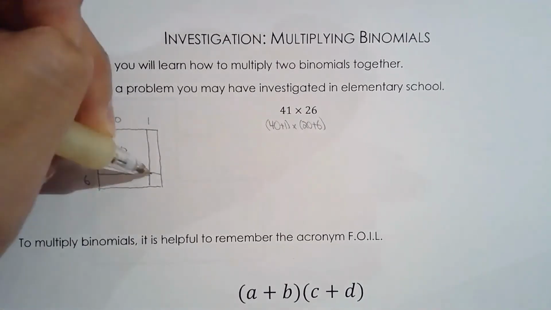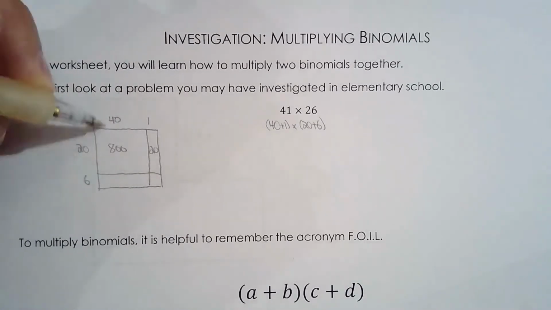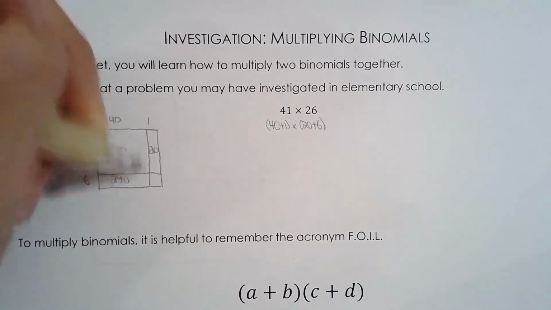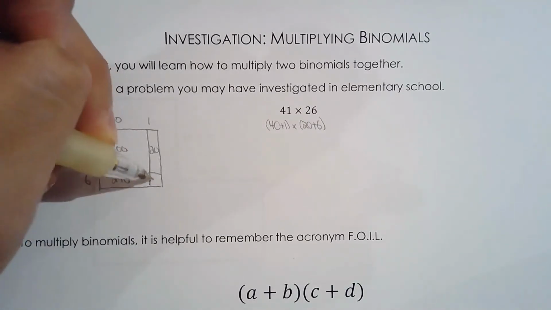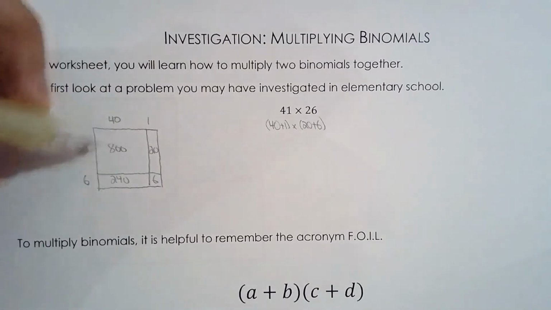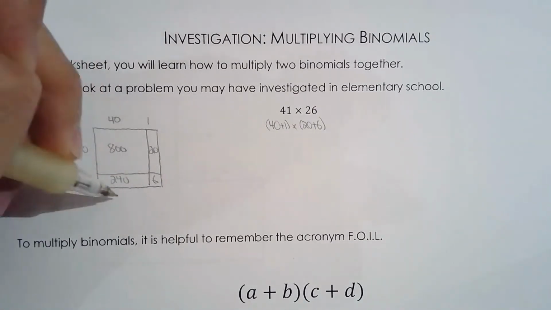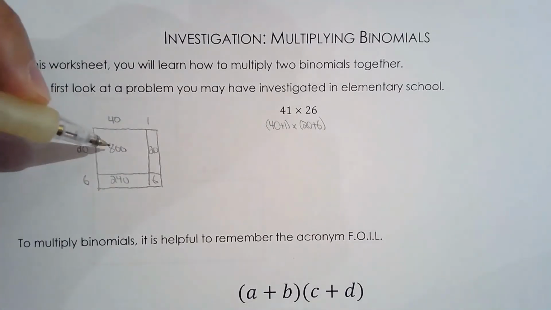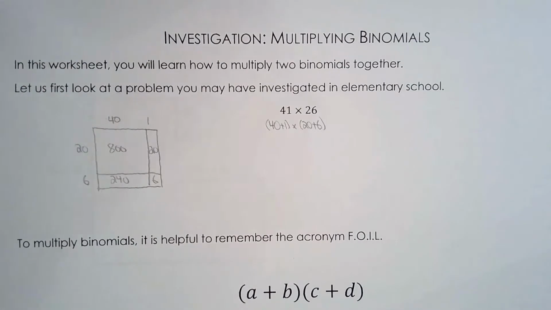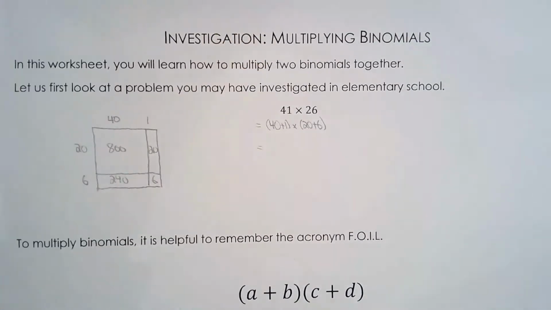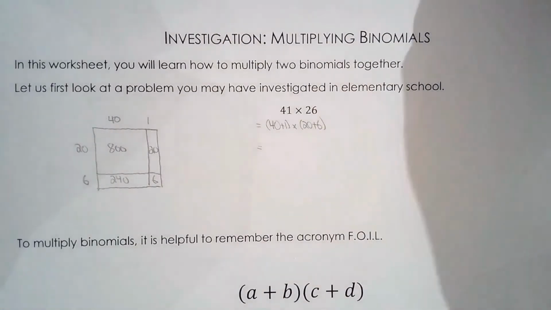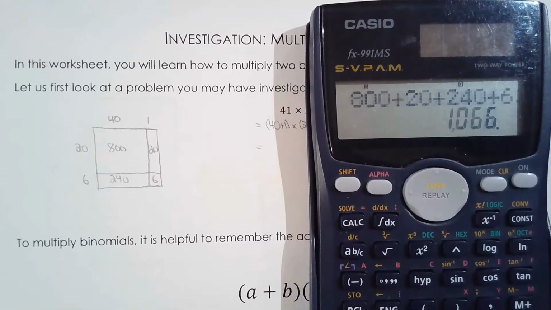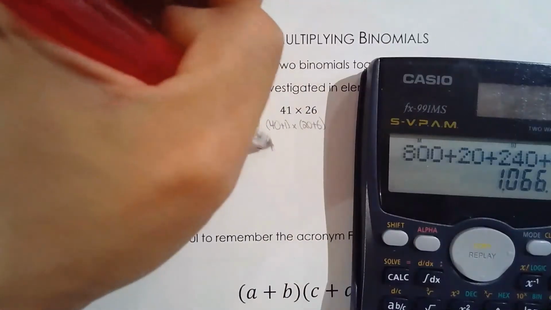How about this one right here? It's 20 by 1, so that's 20. And this one here, 40 by 6 is 240. And lastly here, this is 1 by 6, that's 6. So you can easily find the area for this 41 by 26 rectangle. You take 800 plus 20 plus 240 plus 6. To be honest with you, I really don't care much about the answer to this question, but let's just triple check with our calculator. 800 plus 20 plus 240 plus 6 is 1066.